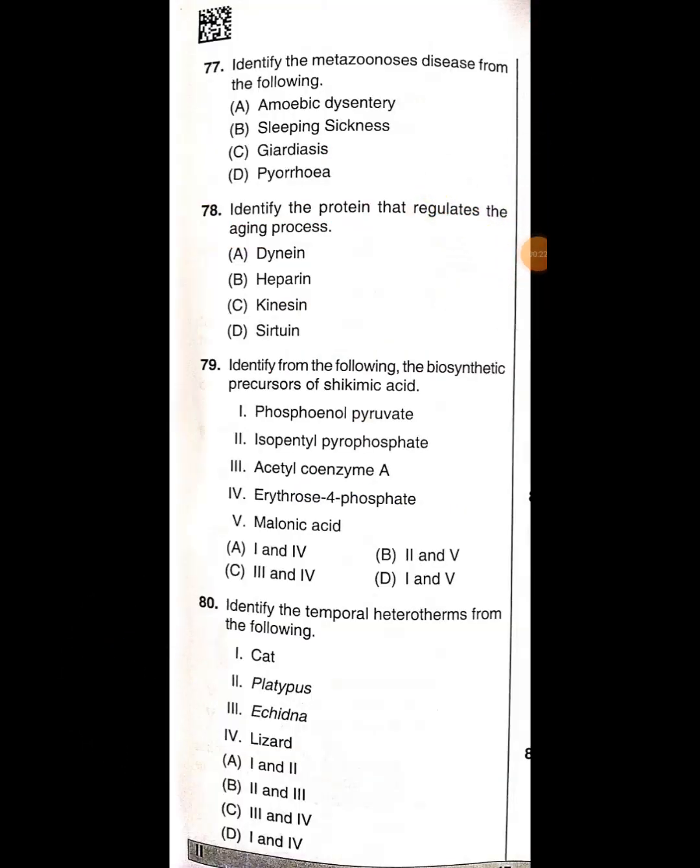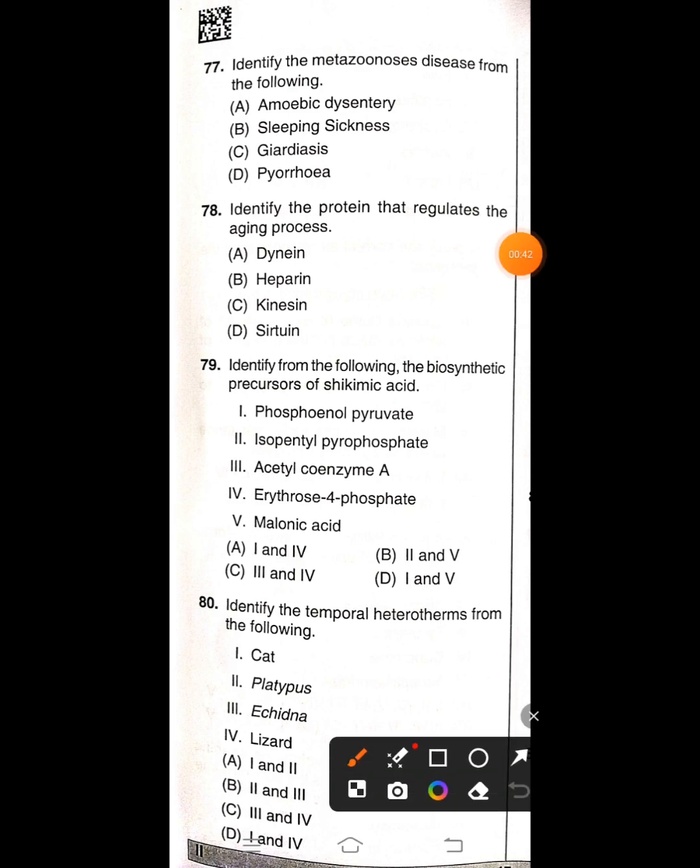So let's see the first question, that is question 77. Identify the metazoan's disease from the following. Options are amoebic dysentery, sleeping sickness, giardiasis, pyrrhia. For this the correct answer is sleeping sickness, the metazoan's disease. Okay, so let's see the next question.